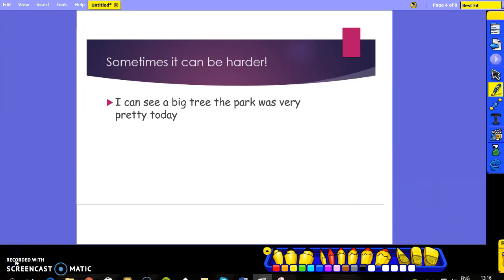Brilliant. However, sometimes it can be a bit more tricky. For example, in this next challenge, there are two sentences, but the full stops are both missing. It reads, I can see a big tree. The park was very pretty today. So I would put one full stop here after the word tree, as that is where that sentence has finished. I would also then put another full stop here, as the park was very pretty today is a different sentence.